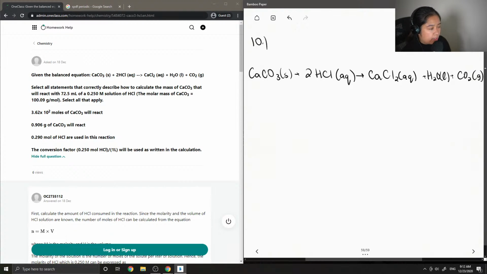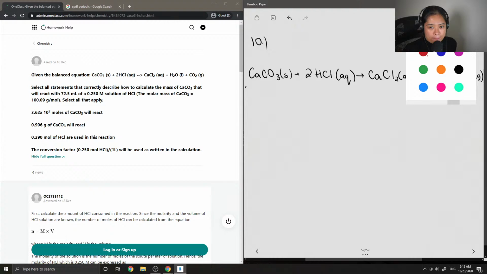Select all statements that correctly describe how to calculate the mass of calcium carbonate that will react with 72.5 milliliters of a 0.25 mole per liter solution of HCl. The molar mass of calcium carbonate is 109 grams per mole. Okay, so first I'll just try to answer the question before looking at all of the different variables they give us and answers.